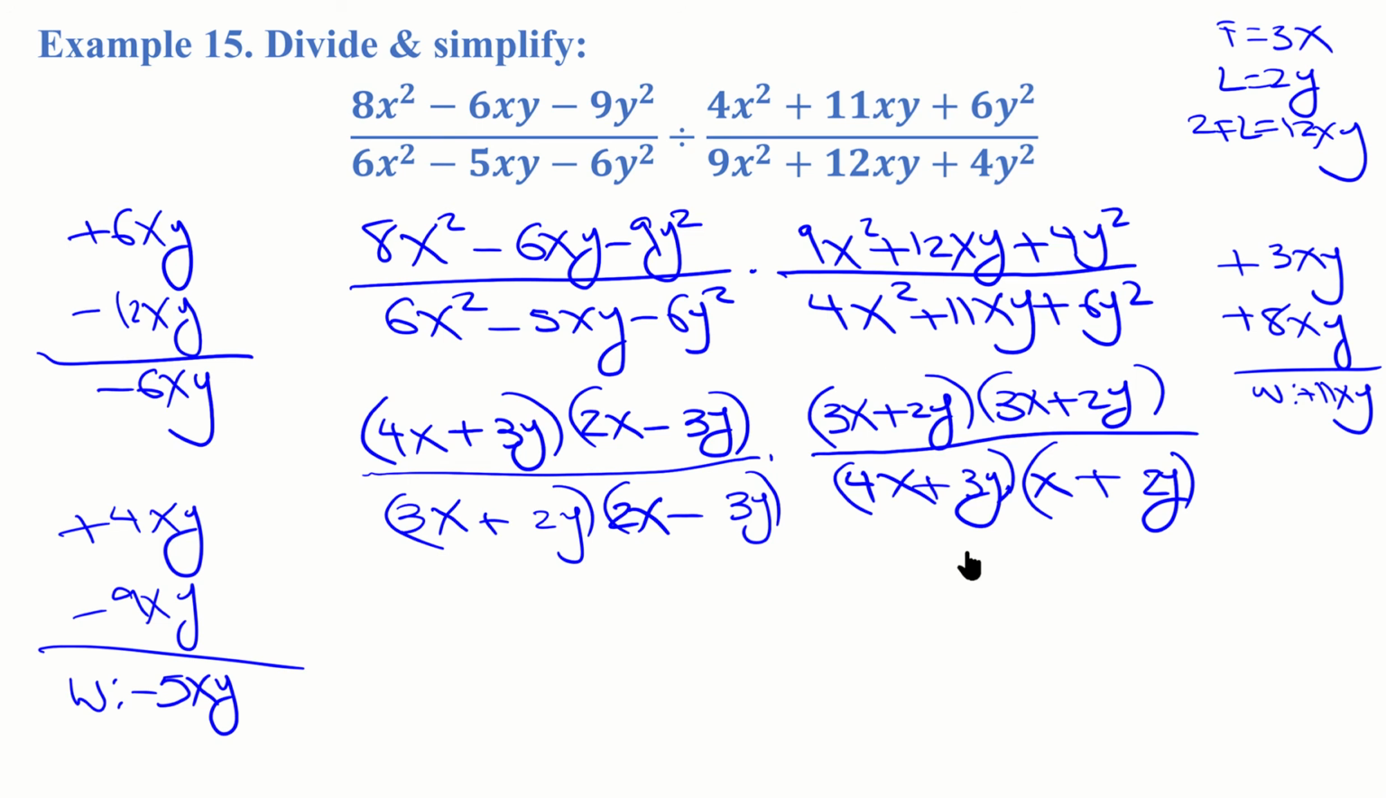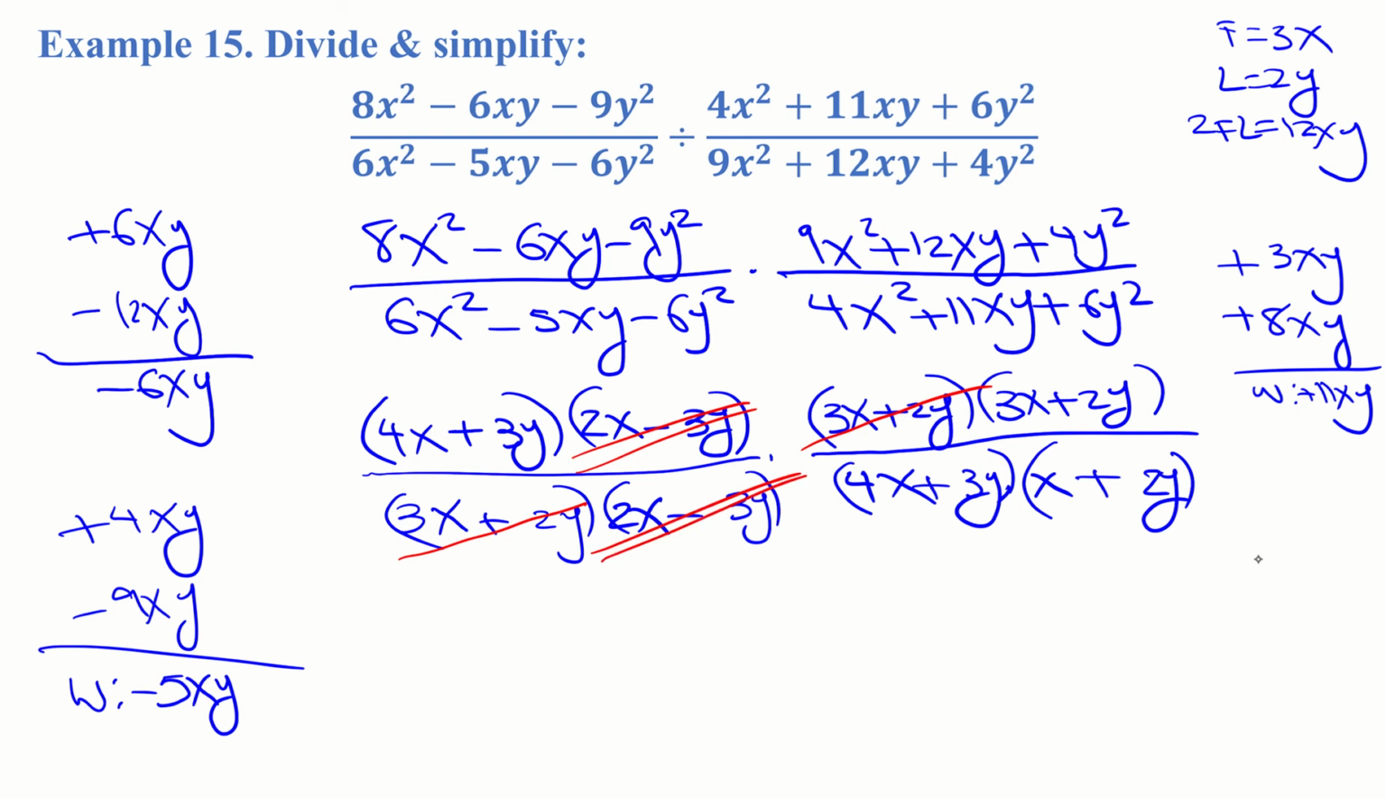First times first is first, last times last is last. Inner is positive 3xy, outer product is positive 8xy. They add up to the middle term, so we factored it correctly. Now it's just a matter of cross-canceling as much as we can. So we notice that we can cancel out the 3x plus 2y and the 3x plus 2y here. These are obvious cancellations here.